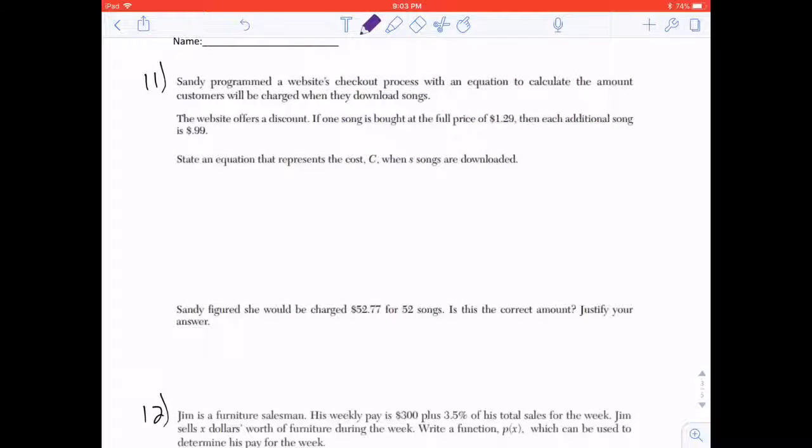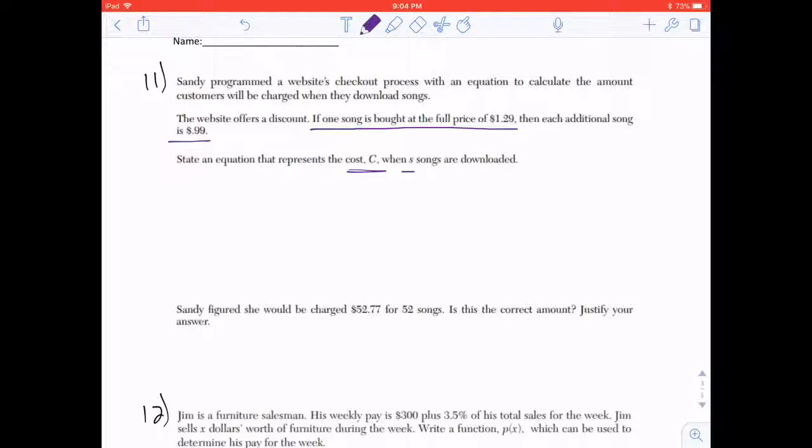Question number 11, Sandy programmed a website's checkout process with an equation to calculate the amount customers will be charged when they download songs. The website offers a discount. If one song is bought at full price of $1.29, then each additional song is 99 cents. State an equation that represents the cost C when S songs are downloaded. So we have to use C and S in this case.